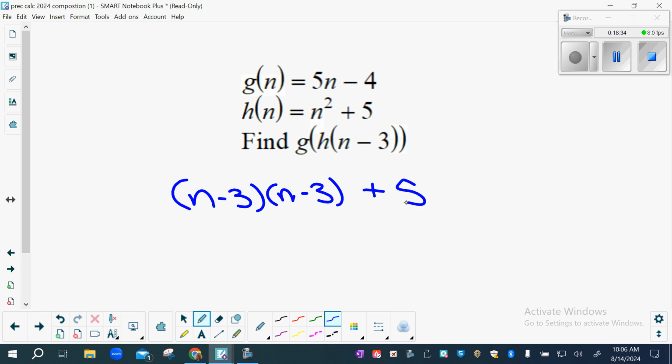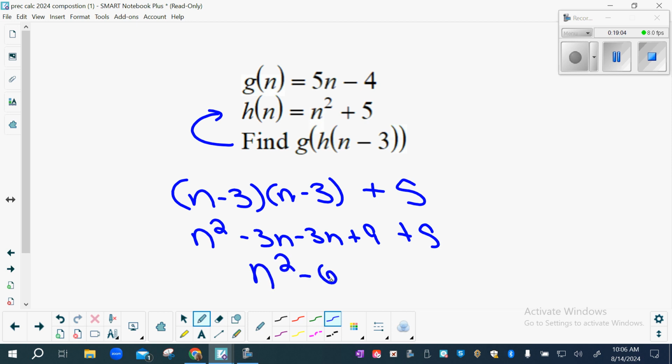So here's my first step. I'm just up to here, right? So here I'm going to go N squared. I'm a dork, and I know that 3n and 3n is going to be negative 6n. I just know that. And plus 9. I'll show the steps. So negative 3n minus 3n plus 9 plus 5. I'm going to clean that up because I don't like it that messy. So I'm going to call that n squared minus 6n plus 14.